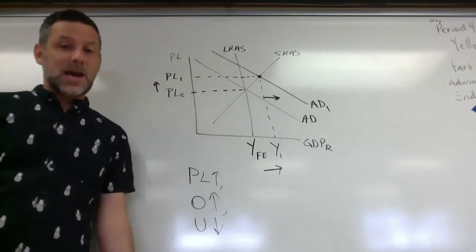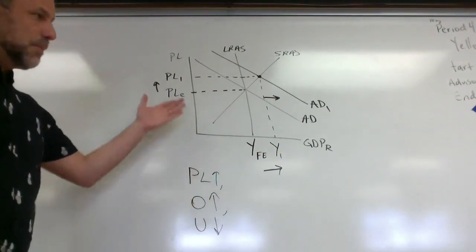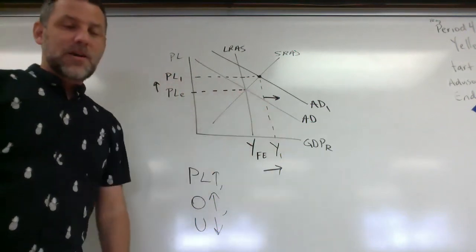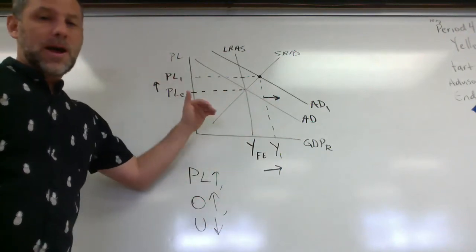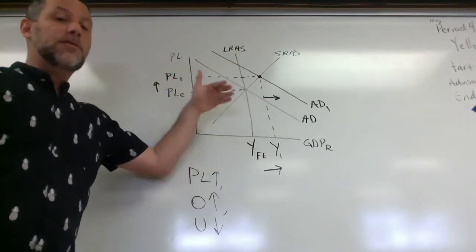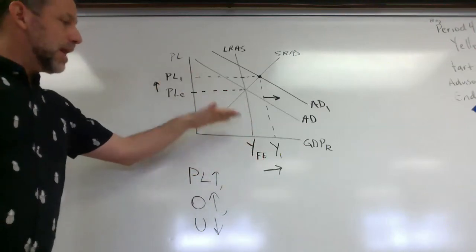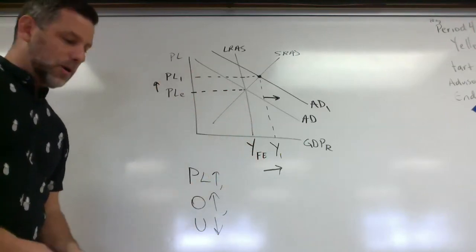So that's how we shift on this graph. This was an example of an aggregate demand shift. If we did a short run aggregate supply shift, it would be the same. We draw our arrow, we shift that curve, we find the new intersection point, we label it, and then we report out what we found.